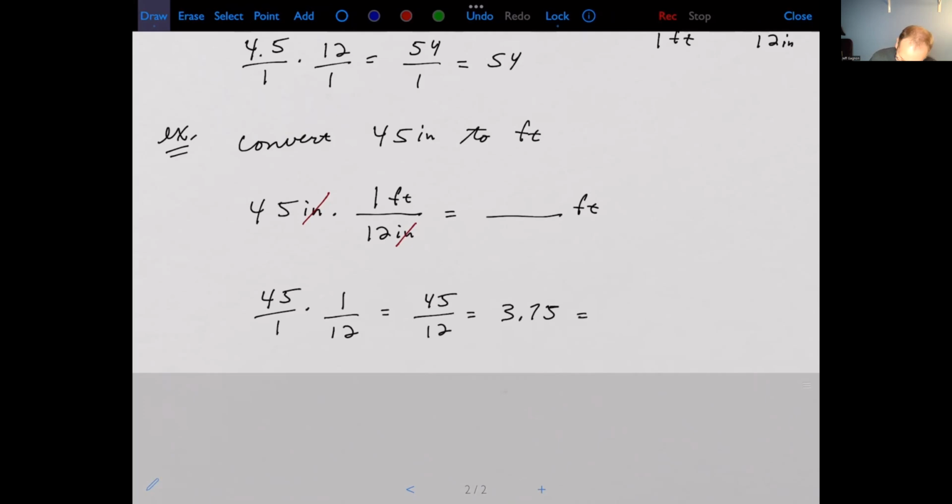I'm going to round to 1 decimal place. So this is going to be 3.8, right? So 45 inches is 3.8 feet. Okay, 3.75, but I'm going to round to 3.8. Okay, here's another example.